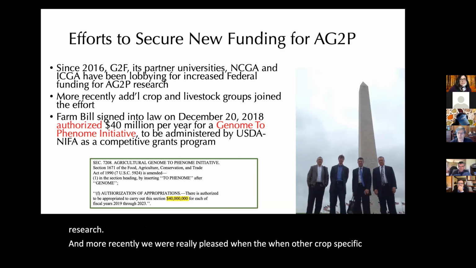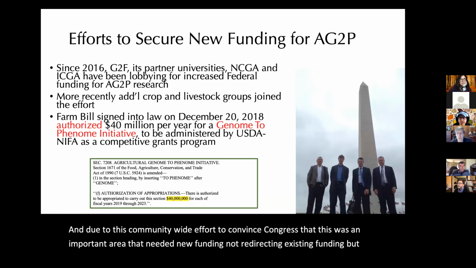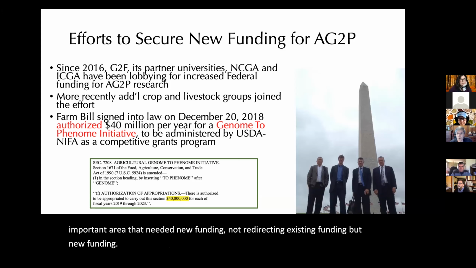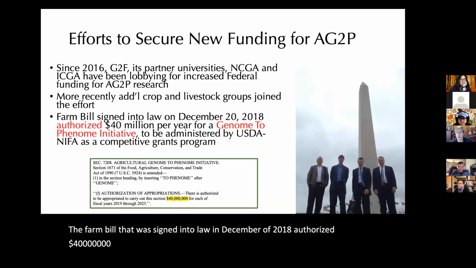And due to this community-wide effort to convince Congress this was an important area that needed new funding, not redirecting existing funding, but new funding, the Farm Bill that was signed into law in December of 2018 authorized $40 million per year for a genome to phenome initiative to be administered by USDA NIFA as a competitive grants program.